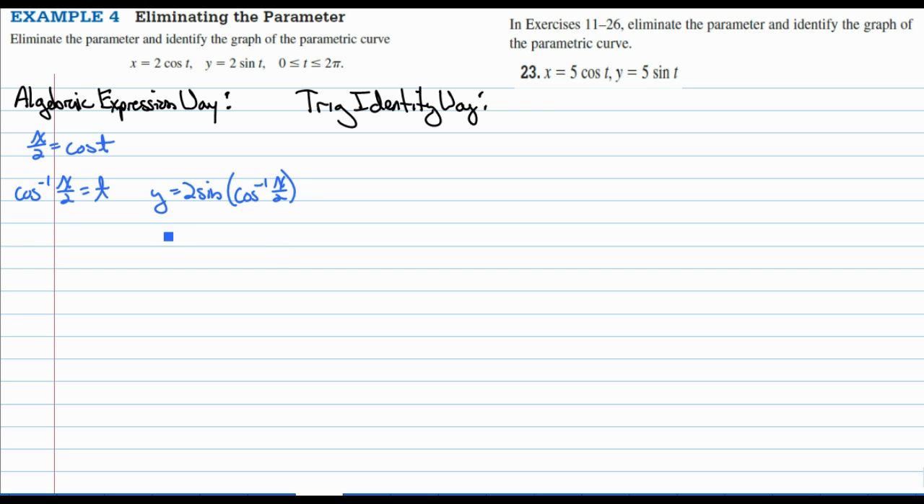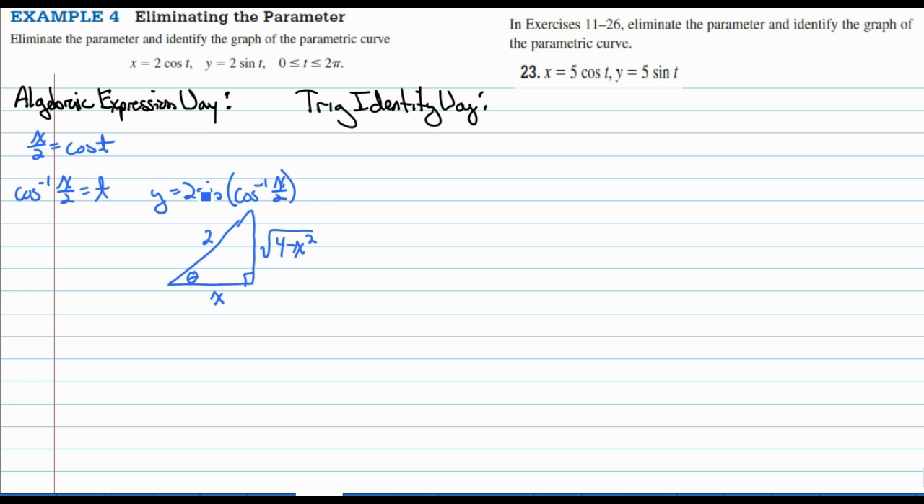From chapter 4, if you had the sine of the inverse cosine of x over 2, you could create a right triangle. The inverse cosine of x over 2 says that there is some angle whose cosine, adjacent over hypotenuse, is x over 2. Then by the Pythagorean theorem, this side would be the square root of 4 minus x squared.